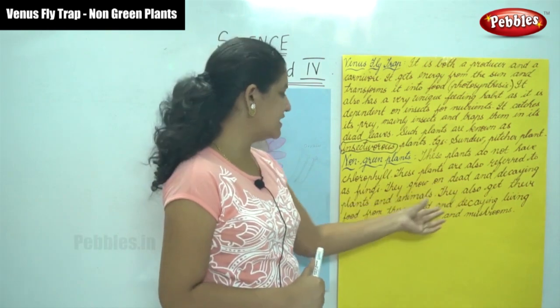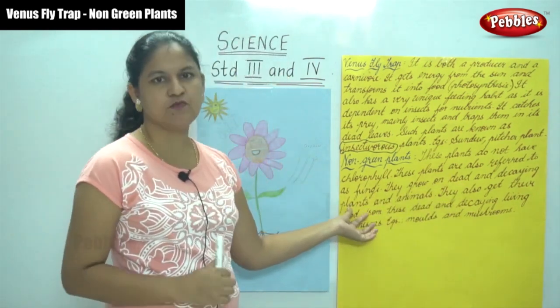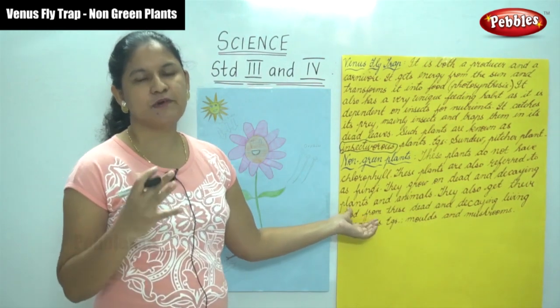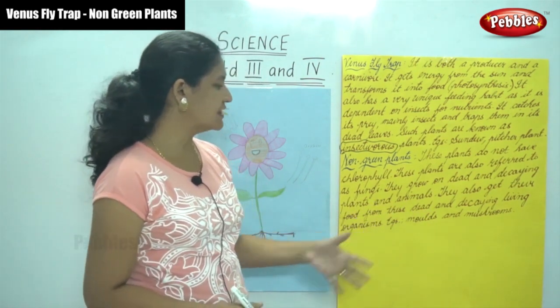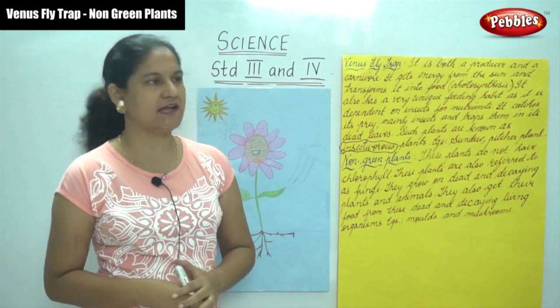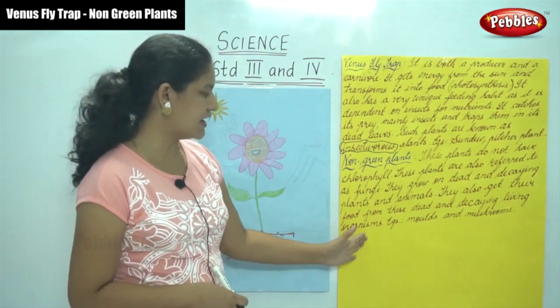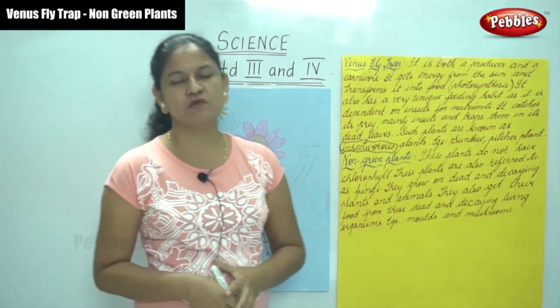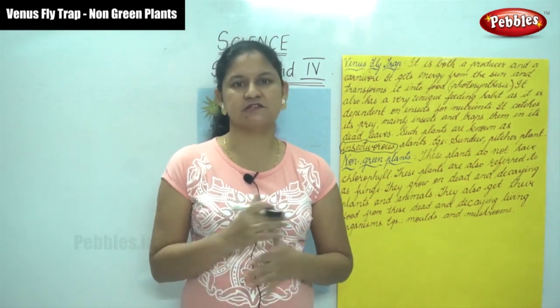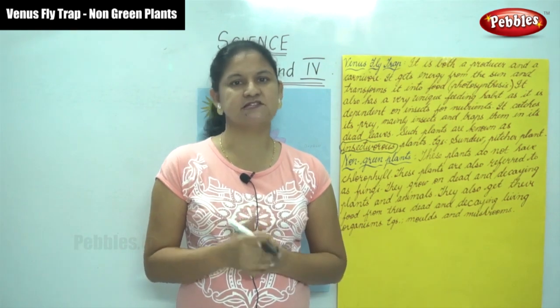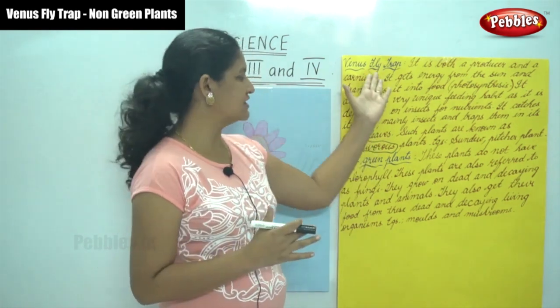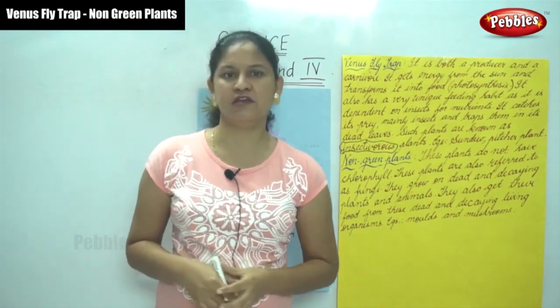They grow on dead and decaying plants. So they are mostly found on dead and decaying plants and animals. They also get their food from these dead and decaying living organisms. Examples are molds and mushrooms. So these are the three types of different amazing plants: your cactus, your Venus flytrap, and your non-green plants.